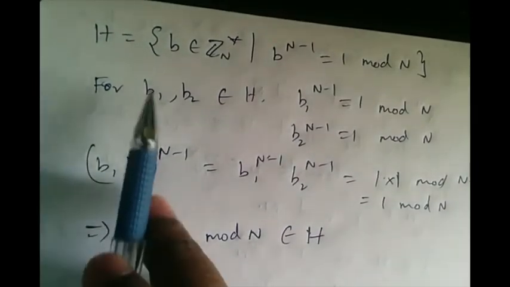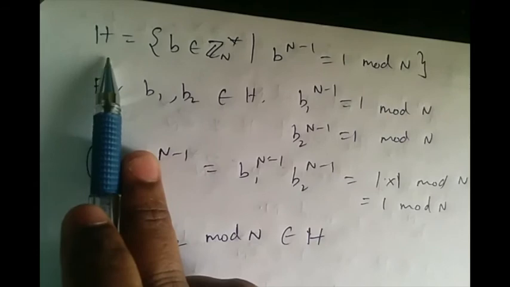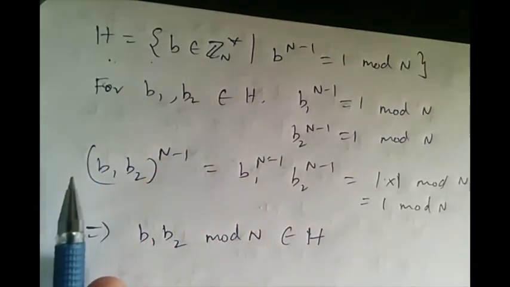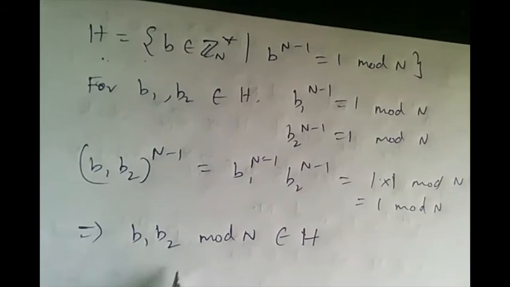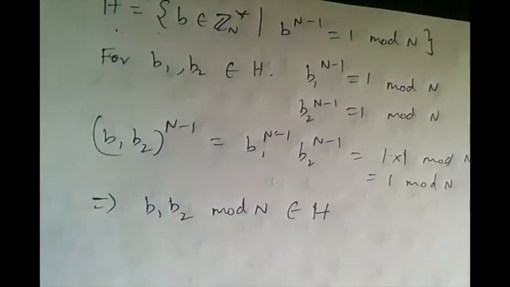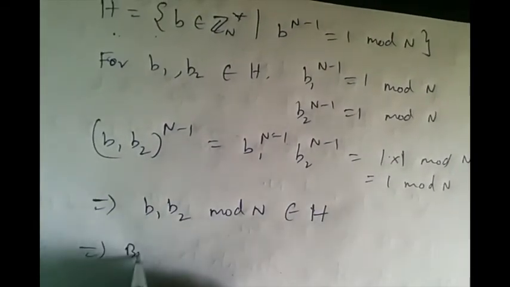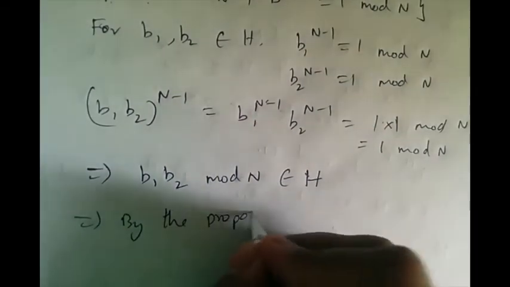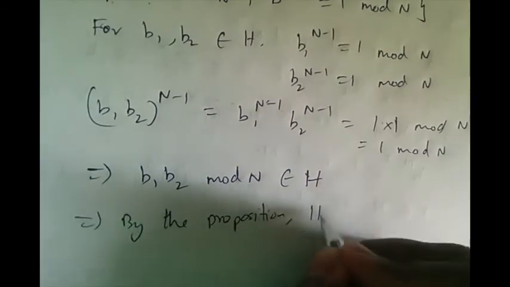So by the proposition, H is a non-empty subset, because 1 belongs to H. It's a non-empty subset of Zn star. It is closed under the operation. So hence it's a subgroup, which by the proposition is a subgroup.